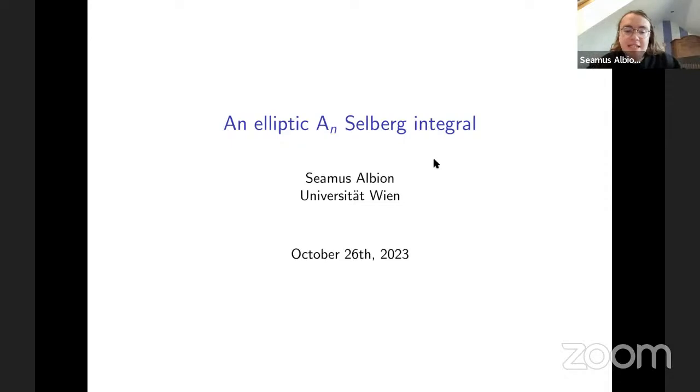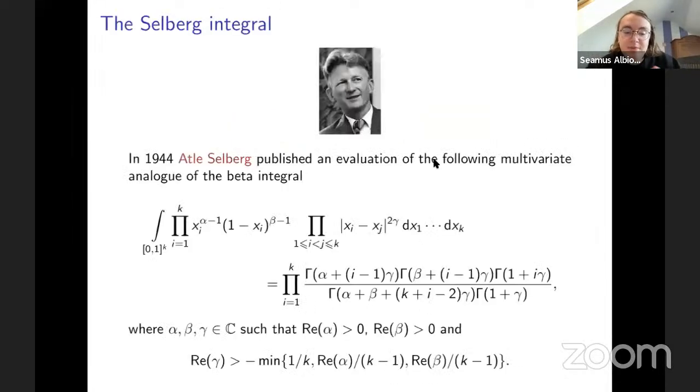So I'm going to begin by telling a story, which I'm sure many of you have heard before, but like any good story, it's worth retelling, especially when it's the subject of your talk. So my talk is about a generalization of the Selberg integral. So what is that? In 1944, Atle Selberg, who you can see here, published a multivariate analog of the beta integral, which is now known as the Selberg integral.